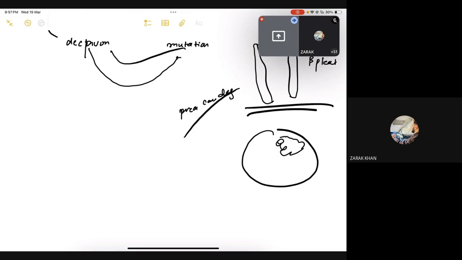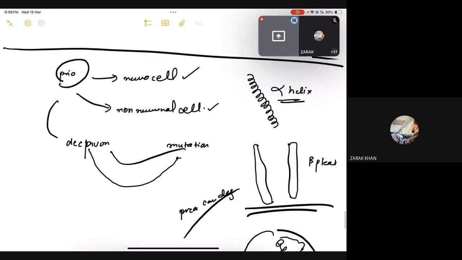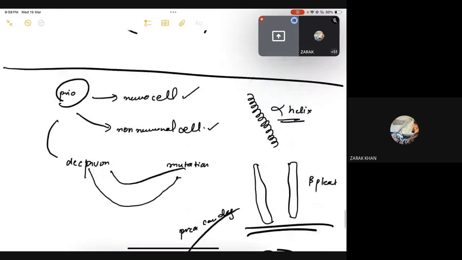Because you cannot degrade the beta pleated variant of prion proteins. Is that clear? It would lead to a spongy appearance of your CNS cells. Is that clear? So this normal variant, the alpha helix, is basically denoted by prion protein C.